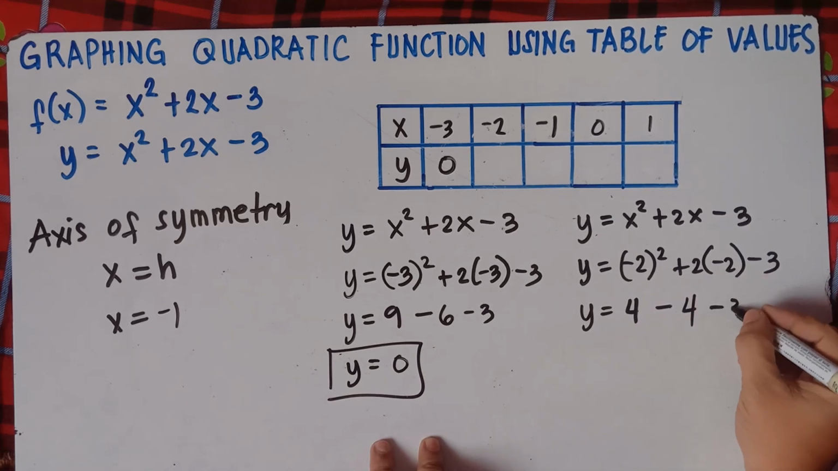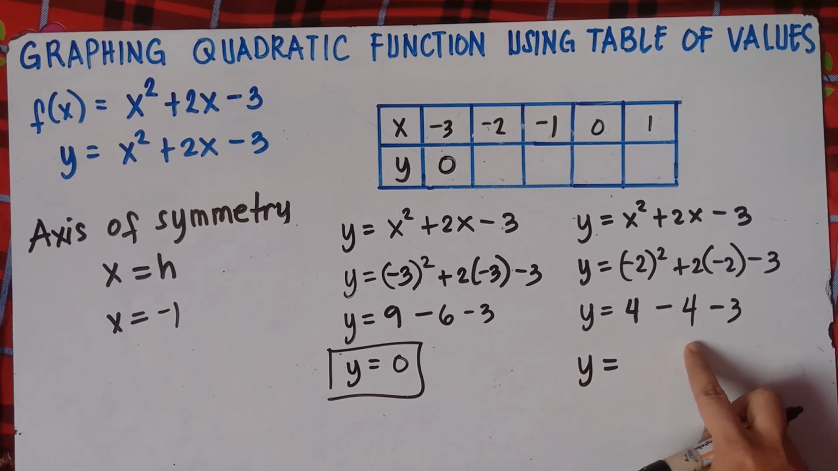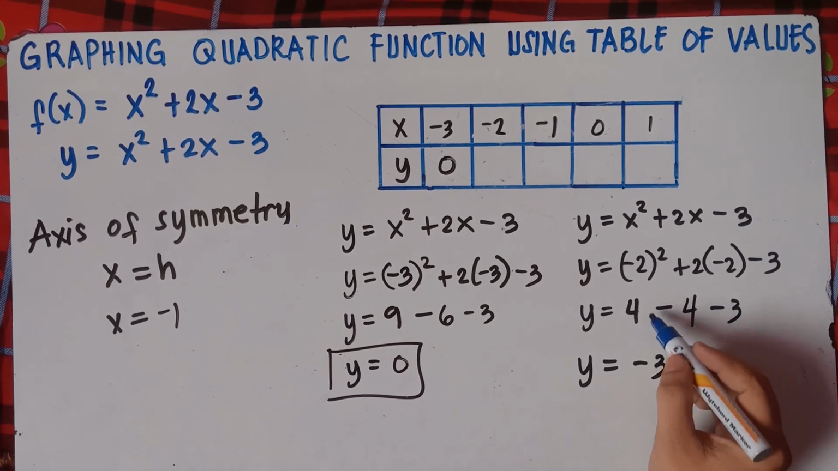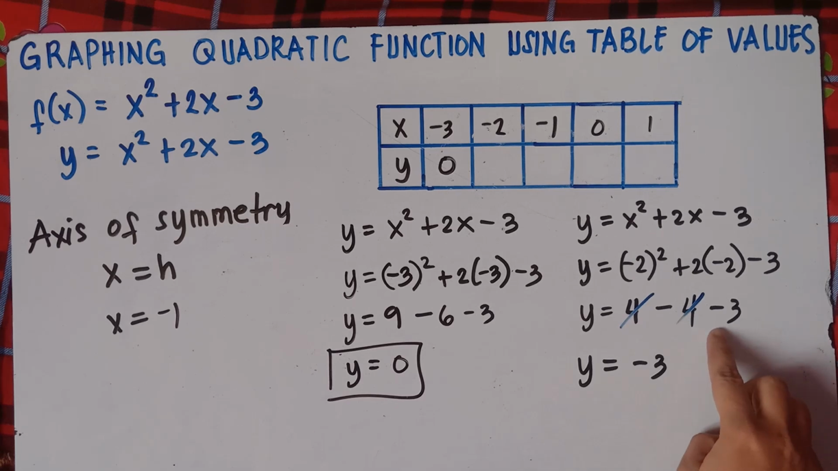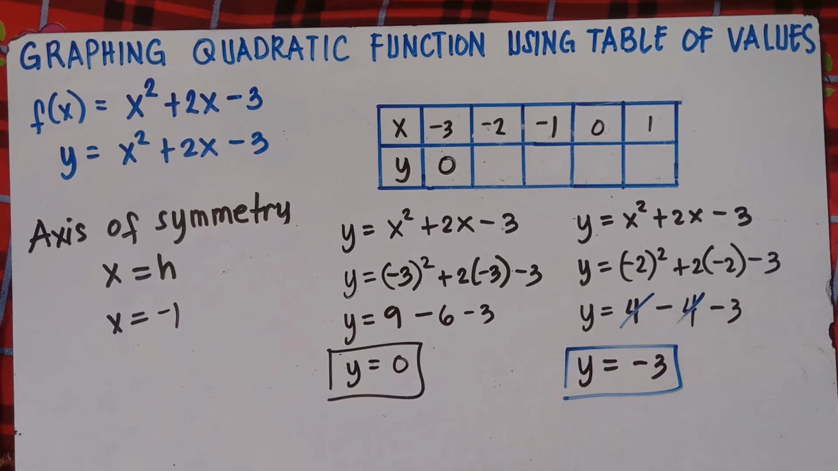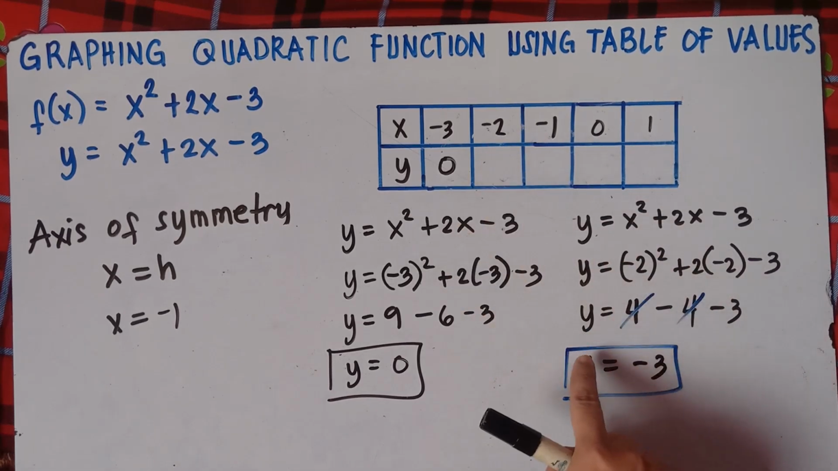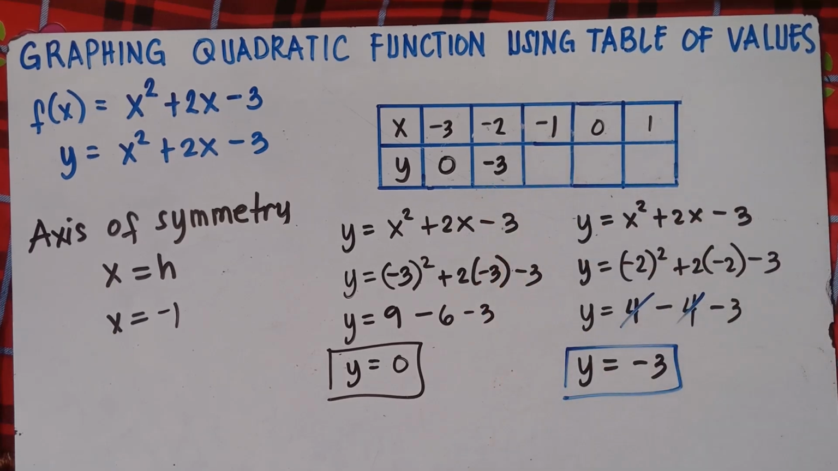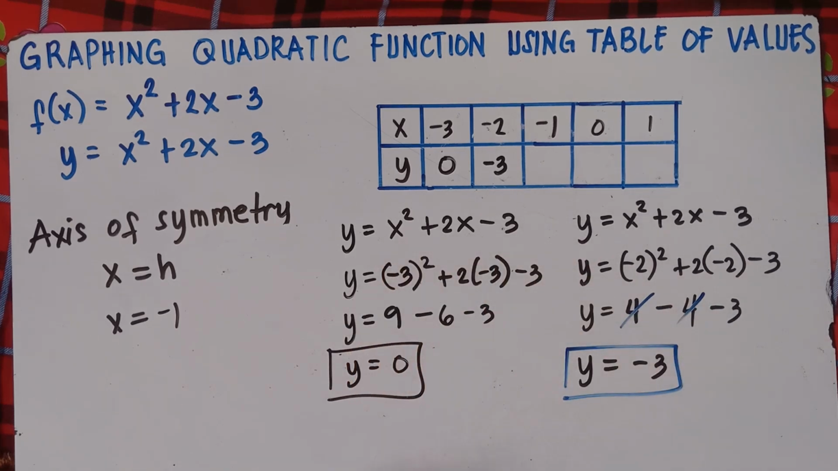Then copy negative 3. So this will be 4 minus 4 is 0. Minus 3, that's negative 3. Or you can cancel this out, class, because 4 minus 4 is 0. You can simply cancel this out, and the remaining will be negative 3. So if your x is negative 2, your y is negative 3. So that's how you find the y values, class. Simply substitute the x value into the equation to find the y values.